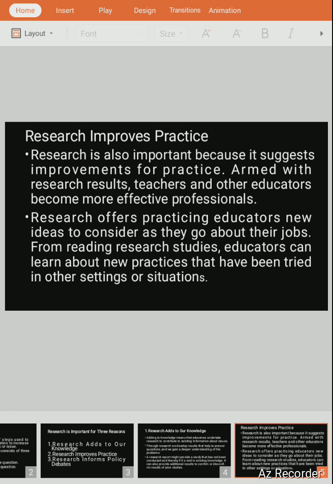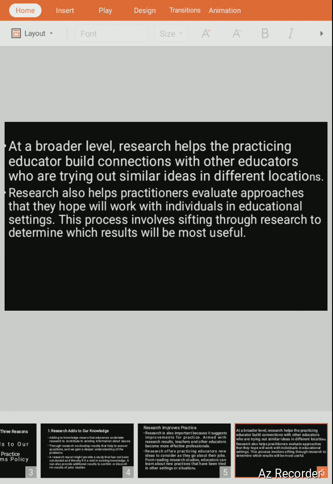From reading research studies, educators can learn about new practices that have been tried in other situations. At a broader level, research helps the practicing educator build connection with other educators who are trying out similar ideas in different locations. Now you have to understand that when you are a researcher, your research is not limited to yourself only. You have to go through all the researches that have been conducted on your topic so that you can know about your topic. When you are knowing about all other people's researches, that is called literature review.